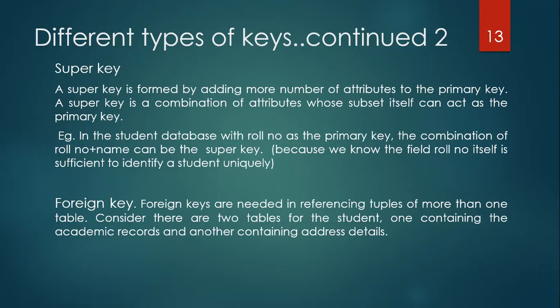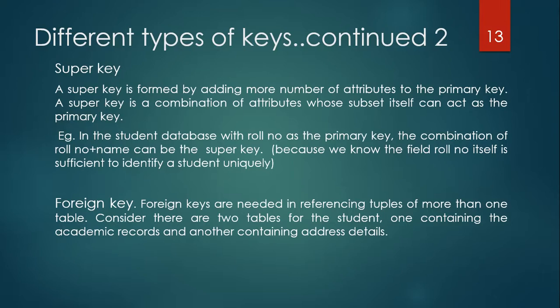So example പറയുമ്പോൾ കൂടുതൽ ക്ലിയർ ആകും. ഇൻ ദ സ്റ്റുഡൻറ്റ് ഡേറ്റാബേസ് വിത്ത് റോൾ നമ്പർ ആസ് ദ പ്രൈമറി കീ. അപ്പോൾ റോൾ നമ്പറിനോടൊപ്പം നമ്മൾ എന്തുകൂടെ കൺസിഡർ ചെയ്യുന്നു? ദ കോമ്പിനേഷൻ ഓഫ് റോൾ നമ്പർ പ്ലസ് നെയിം ക്യാൻ ബി ദ സൂപ്പർ കീ. ബിക്കോസ് ആ സൂപ്പർ കീയുടെ സബ്സെറ്റായ റോൾ നമ്പർ ഇറ്റ്സെൽഫ് ഈസ് ദ പ്രൈമറി കീ. Because we know that the field roll number itself is sufficient to identify a student uniquely. അപ്പോൾ സൂപ്പർ കീ കൊണ്ട് വലിയ യൂസ് ഇല്ല, പക്ഷേ the concept is there, that's all.